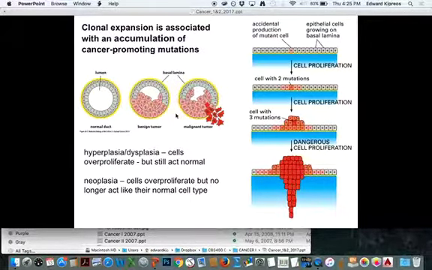Okay, so here we're seeing, like I said, hyperplasia, dysplasia, cells overproliferate, but they're still acting normal. But in neoplasia, the cells are overproliferating, but they no longer act normal. What that means is that whatever they were before, they're no longer like that anymore, okay? So these cuboidal epithelial cells are no longer cuboidal epithelial cells. And we'll talk about how they're gaining these different characteristics in a little bit.